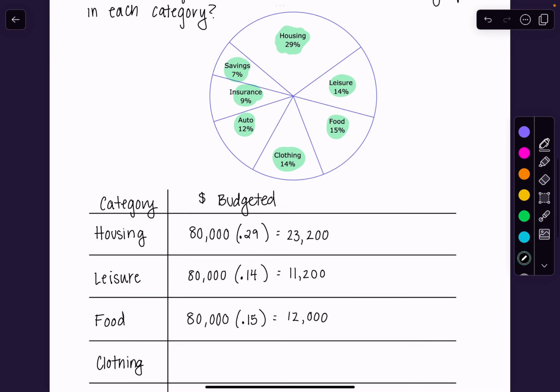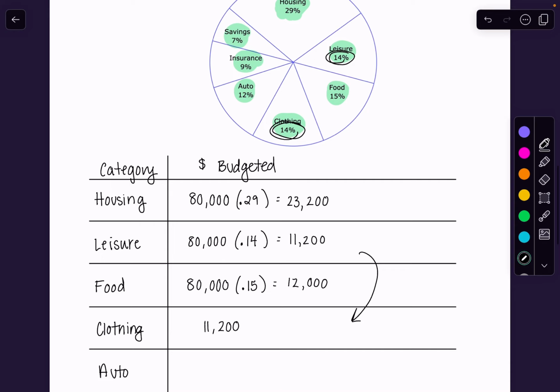Okay. For clothing, that's 14%, but really we've already done that for leisure, so you don't need to go through this process again. It's the same. So no reason to do multiple work. Clothing, we're also spending $11,200 on. For auto, that's 12% of our total income. So as a decimal, that is 0.12. And so multiplying these two together will give you 9,600.